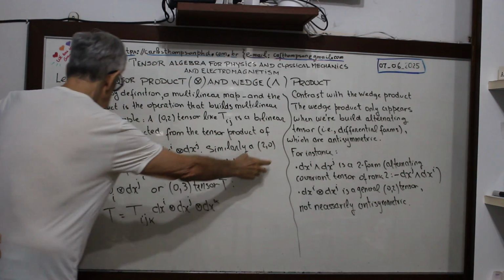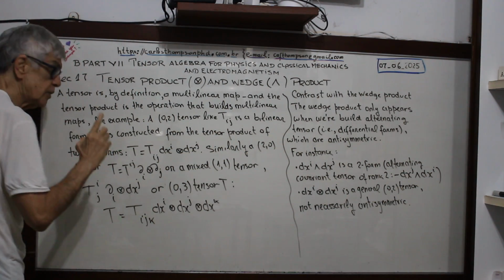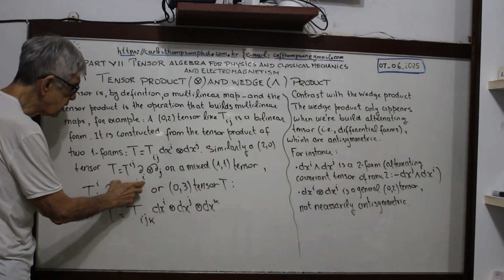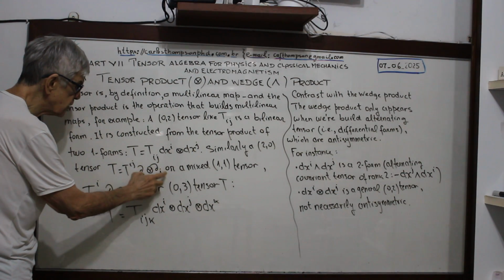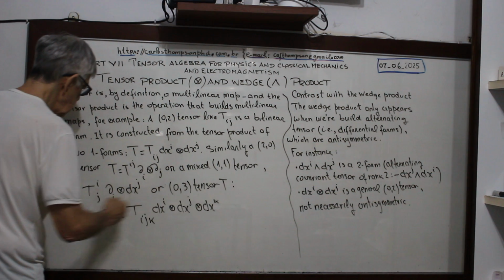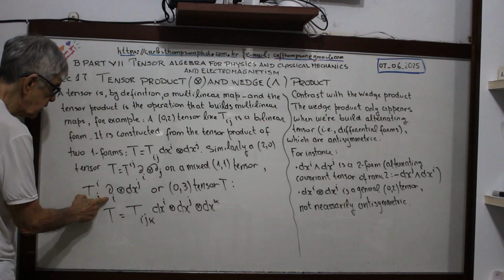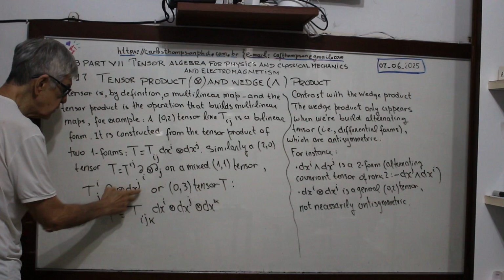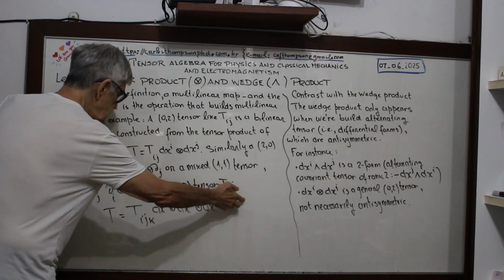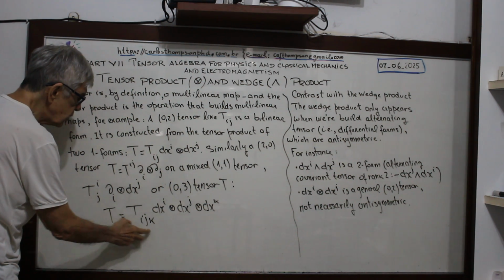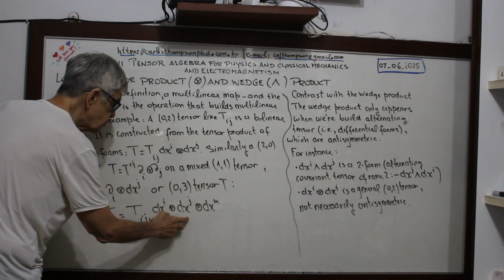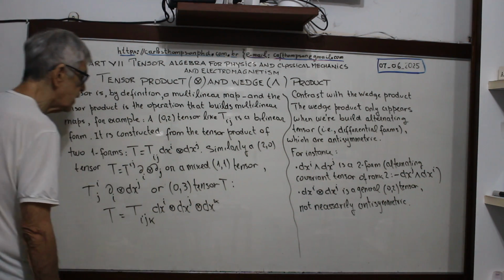Similarly, a 2-0 tensor T, which is invariant, is T^ij partial_xi tensor product partial_xj. Or a mixed 1-1 tensor, this is T^i_j partial_xi tensor product dx^j. Or a 0-3 tensor T, which is T_ijk dx^i tensor product dx^j tensor product dx^k.